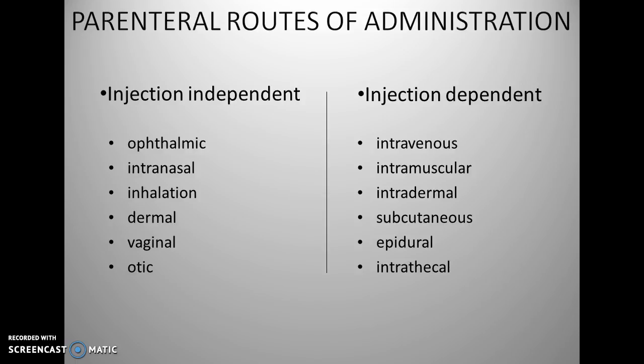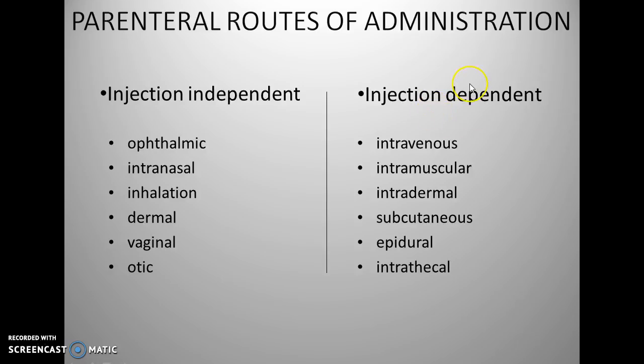So let's look at the different types of routes, and we're going to cover them. Those are injection independent. If you look over here, there's ophthalmic, which is associated with the eye. Of course, injecting into the eye would not be very good. Also, intranasal, into the nasal cavity. Injection, of course, would not be good. Inhalation through the mouth, for example, a nebulizer that's used for the treatment or prevention of asthma. It would be very difficult to get an injection into the lung to treat a respiratory condition. A dermal, it could be a cream, right? And then vaginal, within the vagina, and otic, which is in the ear. So these, in most cases, are injection independent.